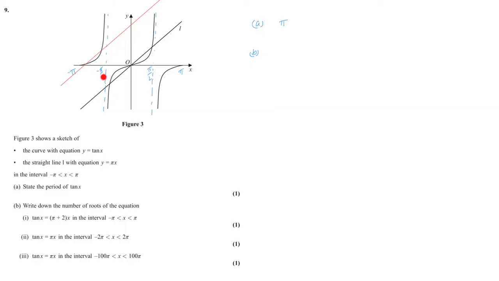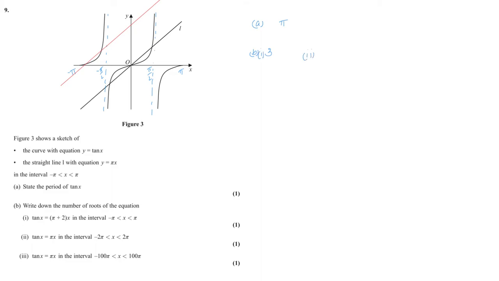Okay, because minus pi over 2 is what, 1.5. Minus pi is minus 3. So that's 1.5 over 3. So it's going to be somewhere there. Okay, so it's going to cross 1, 2, and then this one, 3. So it's going to cross in 3 places for part 1.